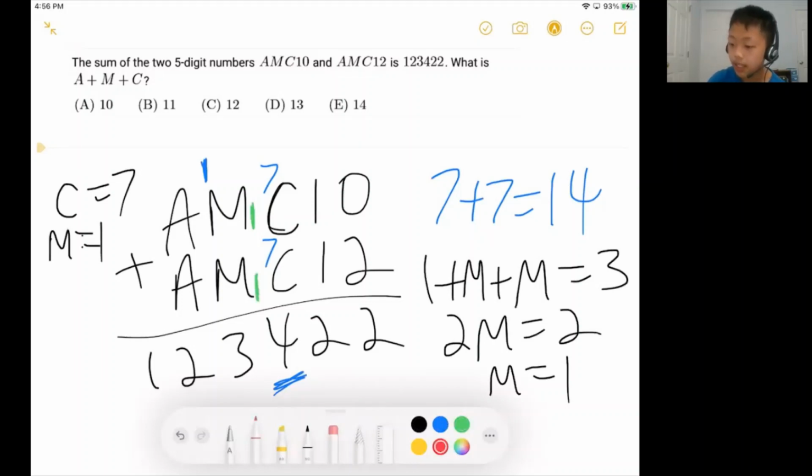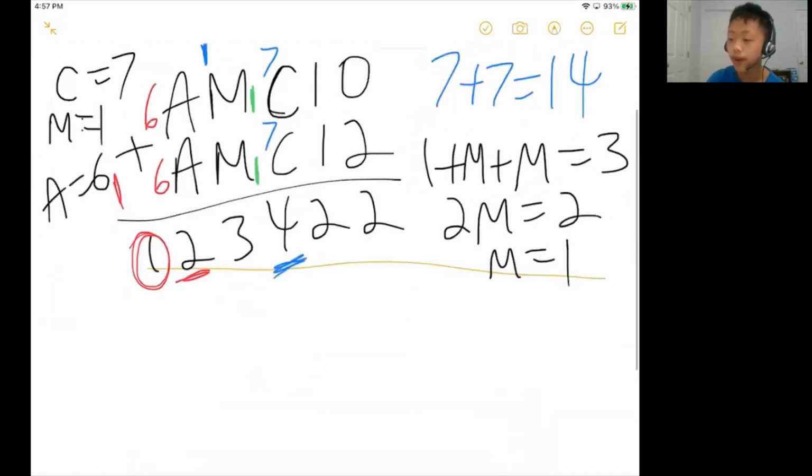Now we can look at this last column. A plus A gives 2. Again, our first instinct might be, oh, A must be 1. But in that case, we leave out the 1 on the very end, which doesn't make sense. The only way to fix that is if A is equal to 6, because 6 plus 6 is 12. So you have a 2, and then we carry a 1. So that's where the 1 comes from. That tells us that A must be equal to 6, and then everything works out fine.